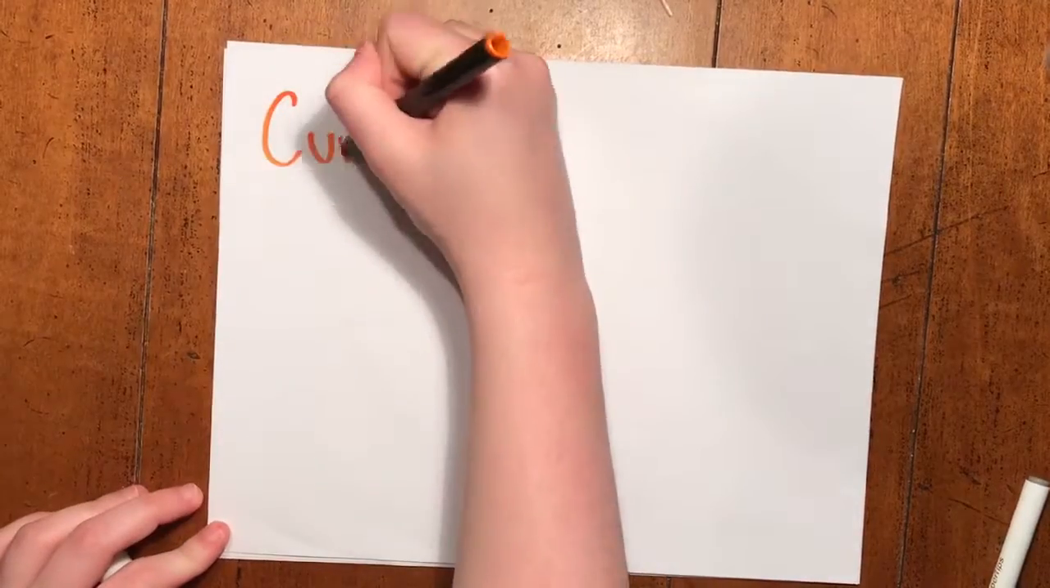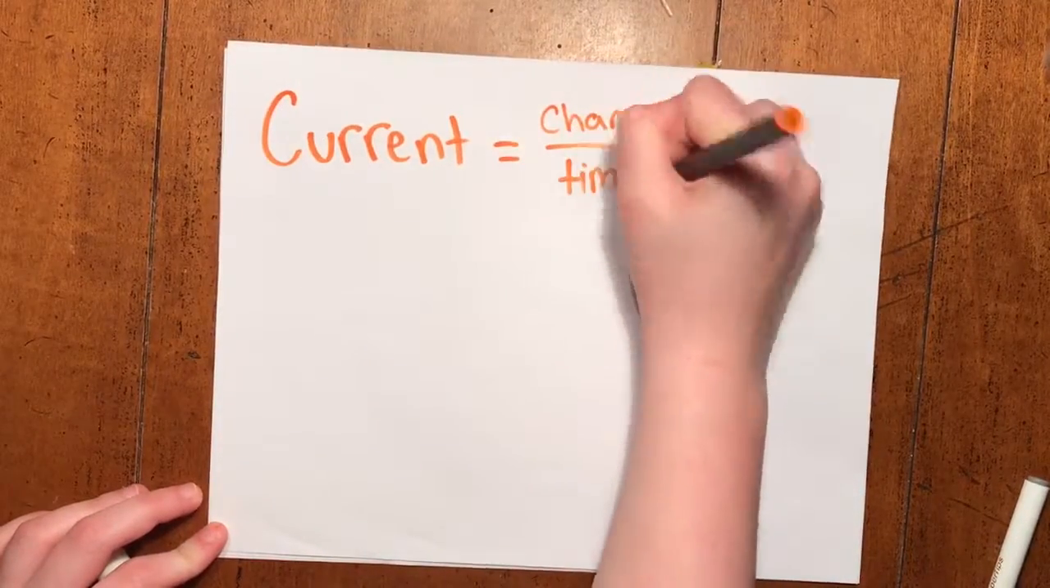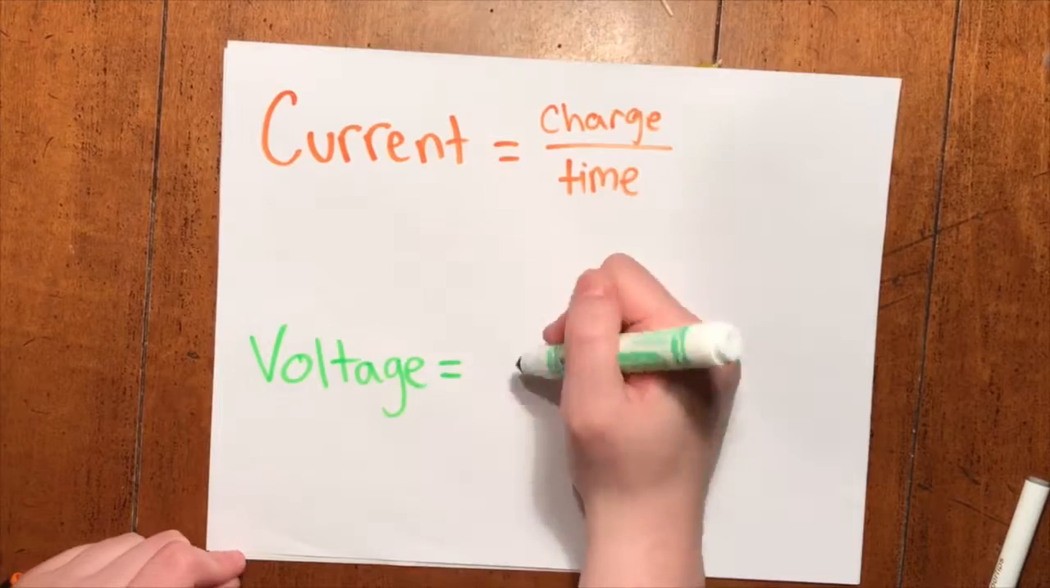In order to truly understand these rules, it is important to know what current and voltage are. Current is an amount of charge per time, while voltage is an amount of energy per charge.